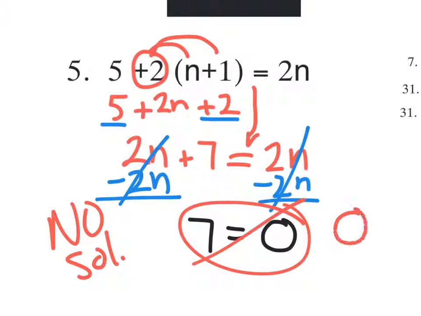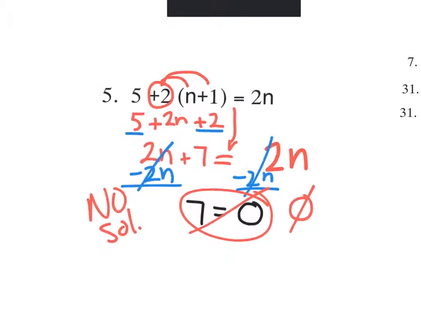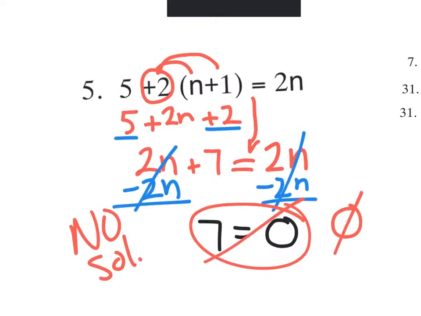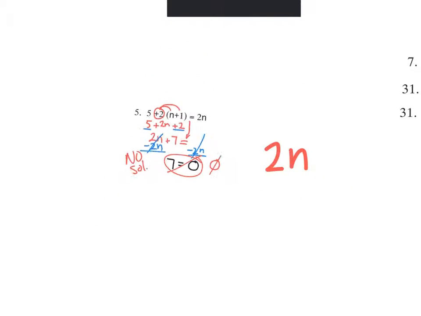Or you could do the little 0 with the slash. That's the symbol for no solution. And that's how we do question number 5. Piece of cake, right? Expect to see that type of question on the test. For sure, we're going to have some that have no solution.